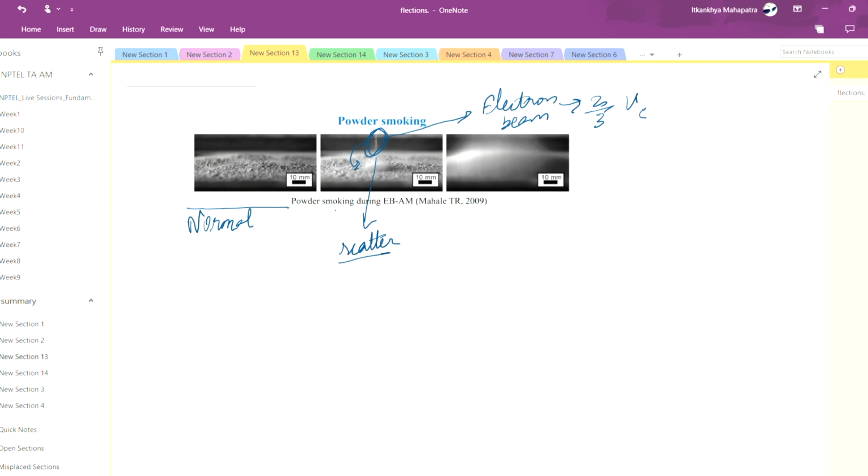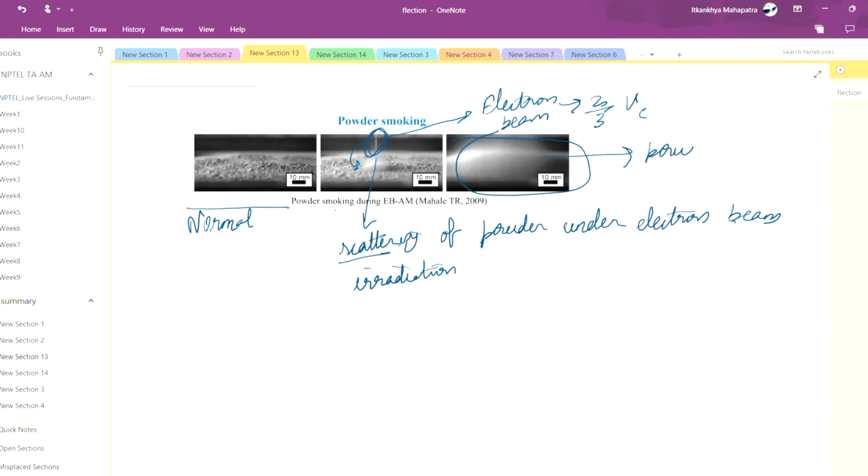So powder smoking is scattering of powder under electron beam irradiation. So ultimately it will look like smoke. This is the smoke. That is why it is known as powder smoking. So velocity is not the only main reason why this happens. The main reason is the electronegativity of the powder particles.